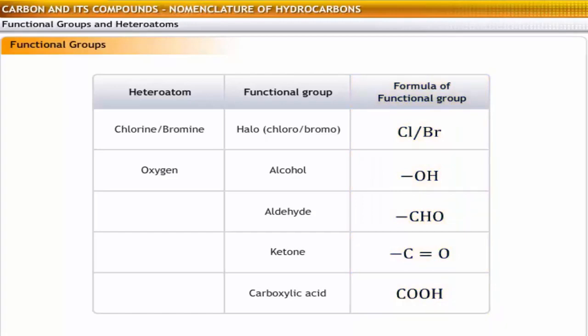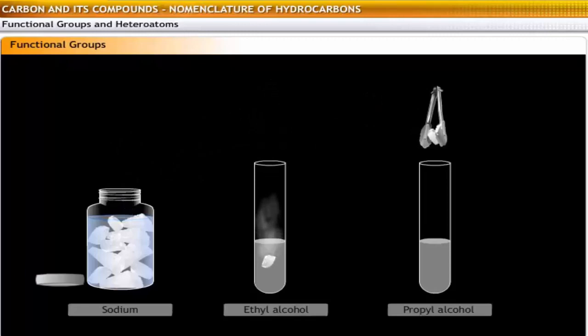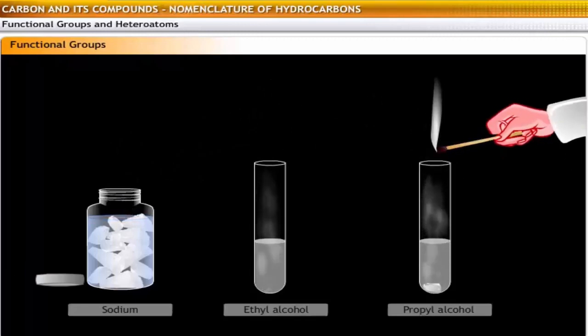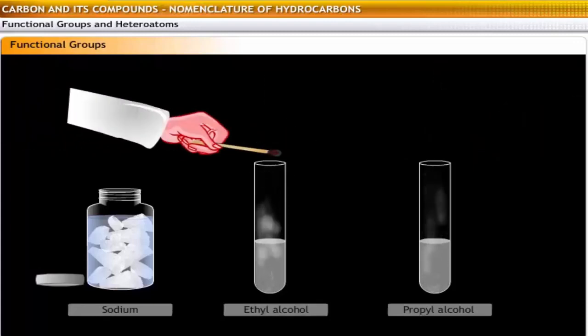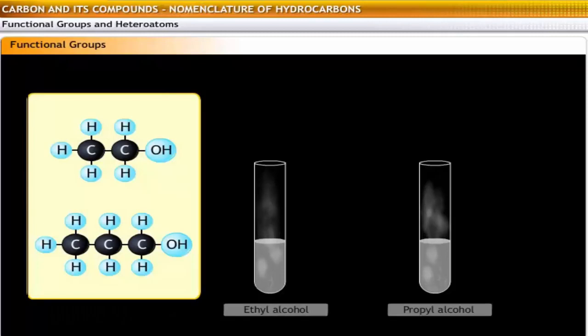Compounds that have the same functional group undergo similar reactions. For example, when a piece of sodium metal is added to alcohol, it reacts vigorously and liberates hydrogen gas. This property is independent of the number of carbon atoms in alcohol, but is dependent on the functional group OH.